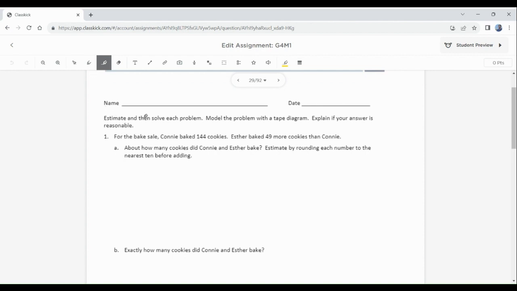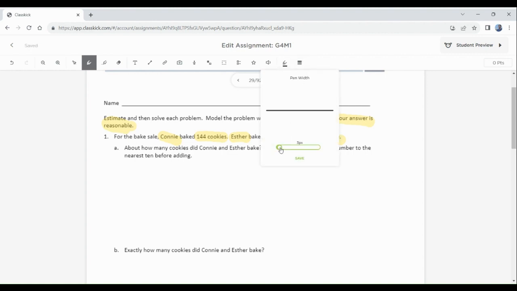Directions read, estimate and then solve each problem. Model the problem with a tape diagram. Explain if your answer is reasonable. So again, assessing for reasonableness. Number one says, for a bake sale, Connie baked 144 cookies. Esther baked 49 more cookies than Connie. And this word here in the directions, more, is super important. Esther did not bake 49 cookies. Esther baked 49 more cookies than Connie.